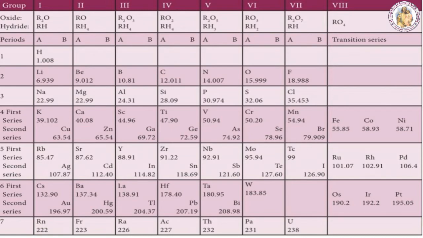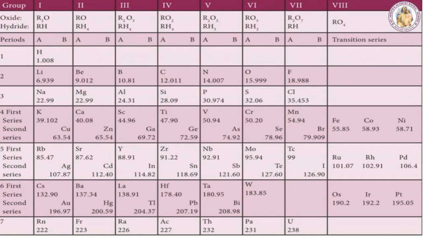Let's see the features of Mendeleev's periodic table. It has 8 vertical columns called groups and 7 horizontal rows called periods. Each group has 2 subgroups, A and B. Elements with similar properties were placed in the same group, but certain elements could not be placed in their proper groups in this manner. The reason was wrongly determined atomic masses.